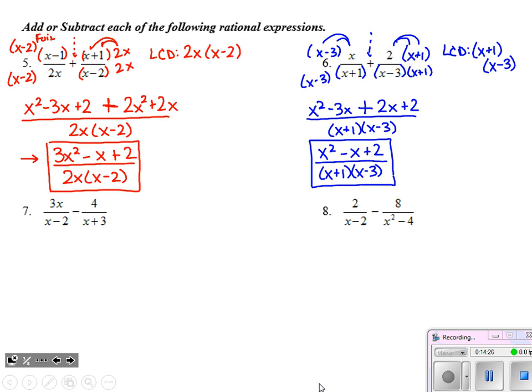All right, number 7, same routine. I've got a factor of x minus 2, factor of x plus 3 making up my denominators, so the least common denominator between the two has both parts, x minus 2 times x plus 3. Well, the first one's missing the x plus 3 factor, so I multiply that in top and bottom. And the second fraction's missing the x minus 2 factor, so again, multiply that in top and bottom.